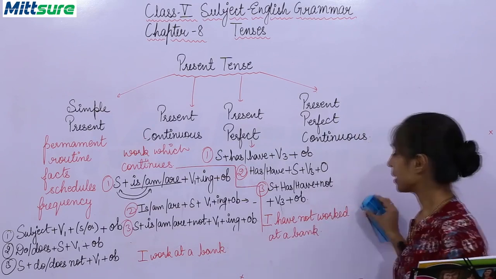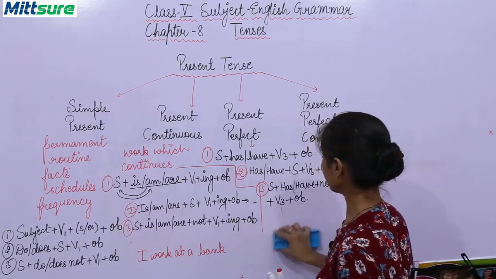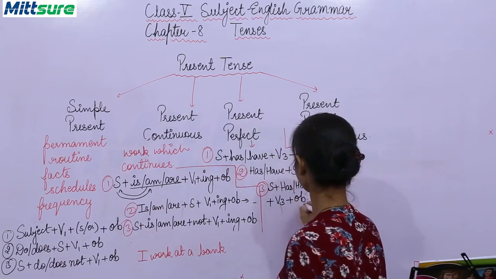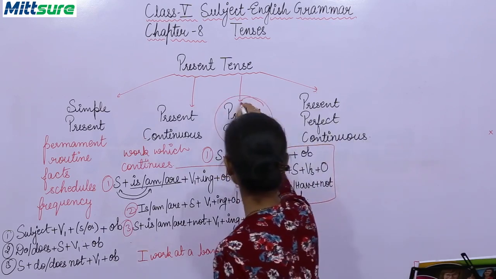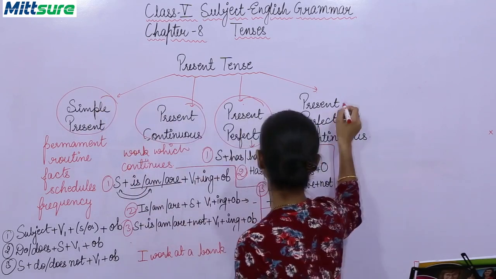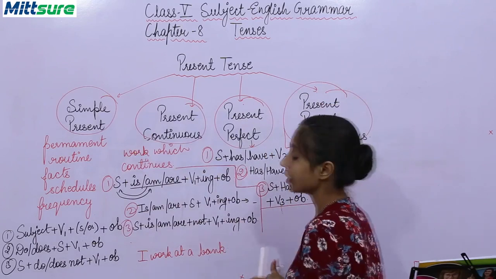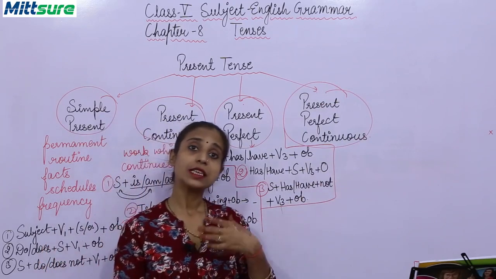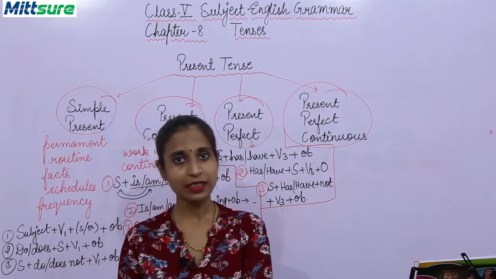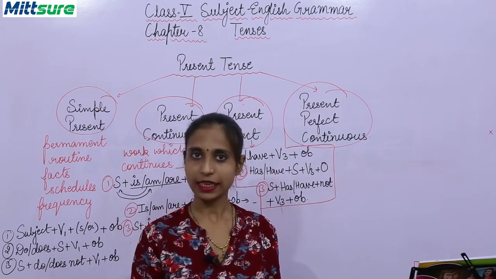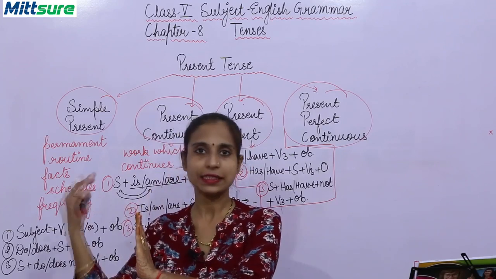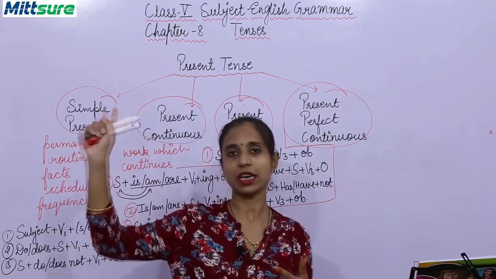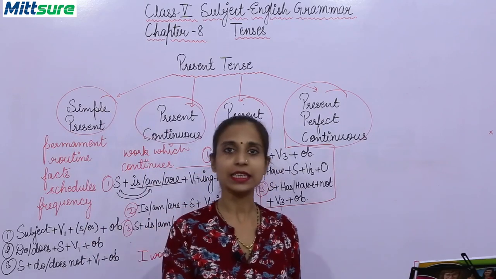All right. Now, let us see what do we include in present perfect continuous tense. Now, children, in present perfect continuous, what do we include? We are going to include tasks which are partially complete and partially incomplete. Right? We know the task when it started, but it is still in continuation.